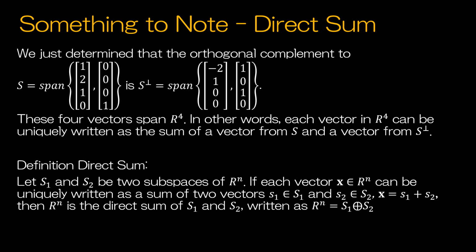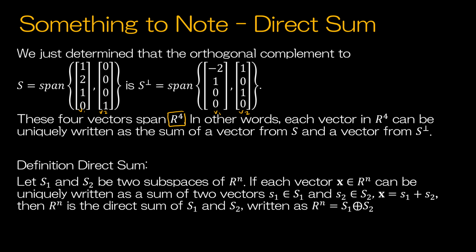So we just did the math. We determined that given the span of S, S perp was two other vectors. Now, these four vectors total span all of R4, which means that any vector in R4 we can get to using V1 or V2 from S, or V1 or V2 from S perp, or a combination of those.